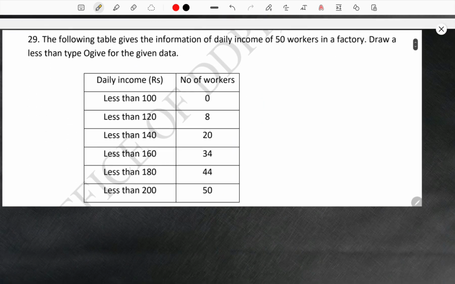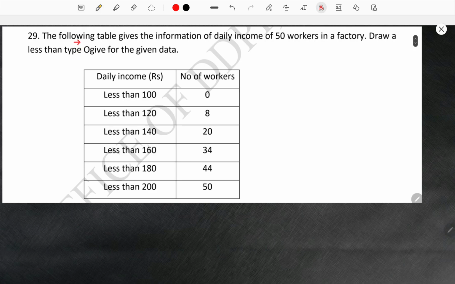Then, moving forward to the next question. The following table gives the information of daily income of 50 workers. 50 workers in a factory. Draw the less than type ogive for this data. This type of question has become very common this year for the 2021-22 batch. They made it very easy.